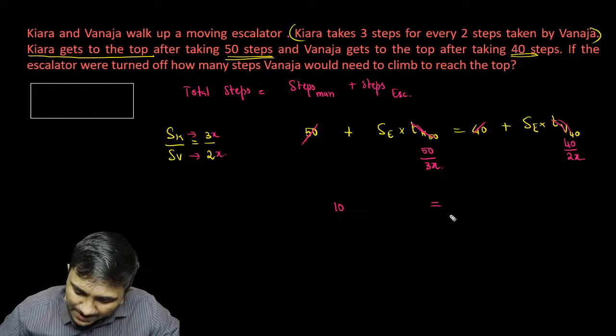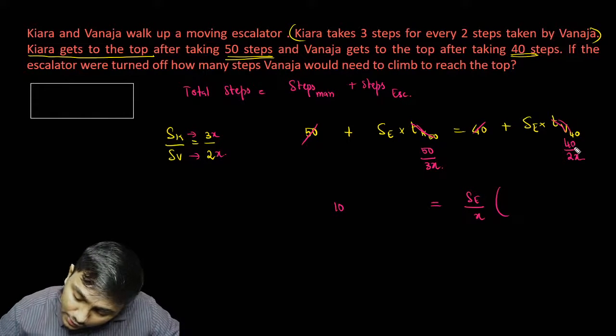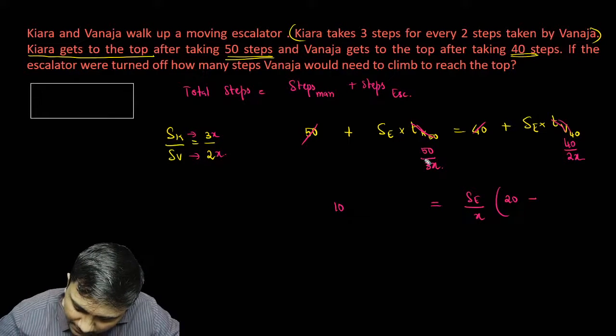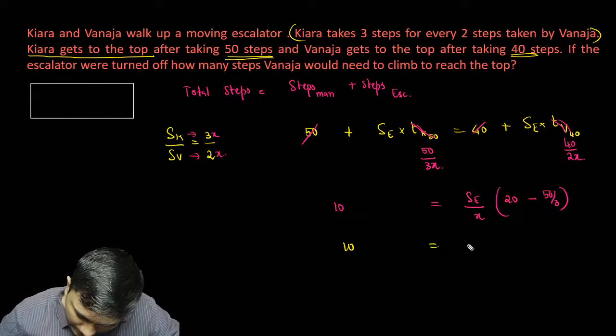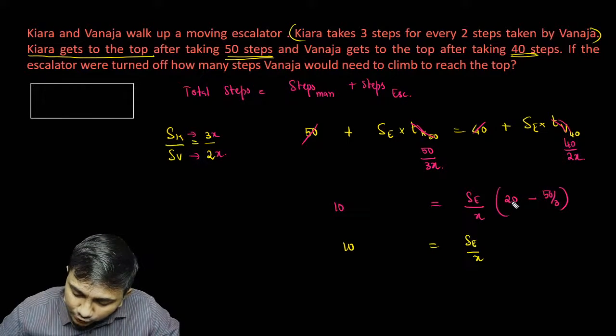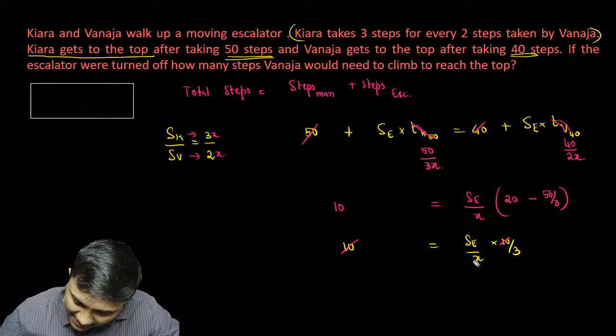I can take SE by X separately. SE by X. And then inside the bracket, what will I have? So I have 40 by 2 and this will go on the other side. So it will be 20 minus 50 by 3. Right? Let's simplify that. So we will have 10 is SE by X. This is going to be 60 minus 50 by 3. That is going to be 10 by 3. So I can cancel these two 10 and this 3 goes on the other side. That tells us SE by X will be equal to 3.